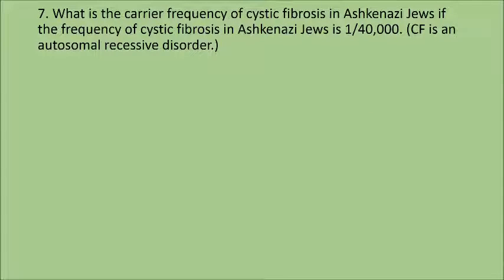What is the carrier frequency of cystic fibrosis in Ashkenazi Jews if the frequency of cystic fibrosis in Ashkenazi Jews is 1 in 40,000? Again, cystic fibrosis is an autosomal recessive disorder, which means that you need 2 copies of the recessive gene in order to have cystic fibrosis. Therefore, we're looking at q squared, that part of the Hardy-Weinberg equation. So q squared equals 1 in 40,000. The rest becomes algebra.